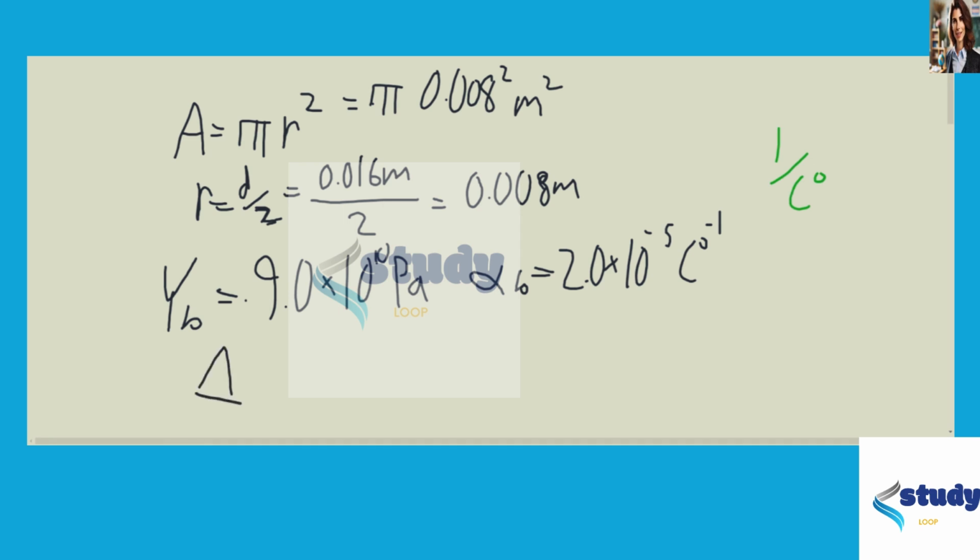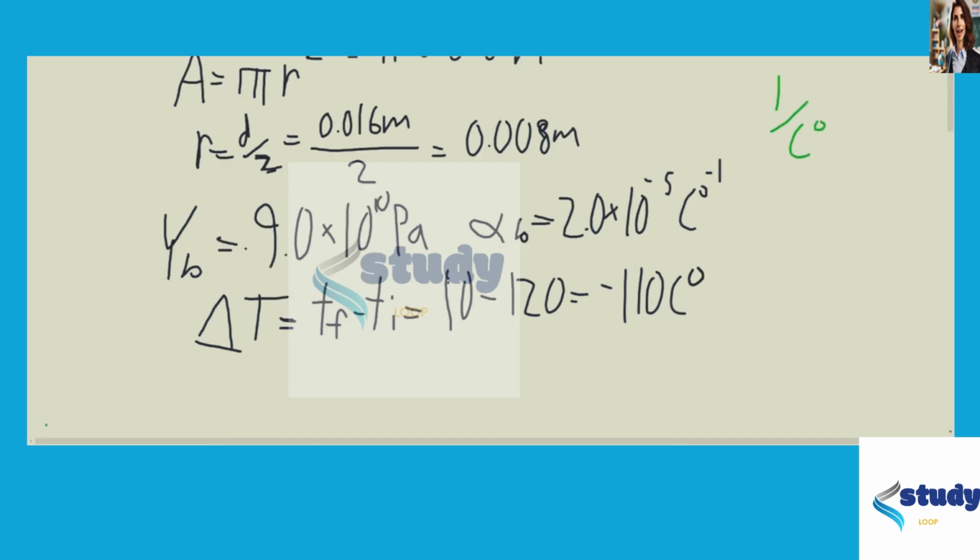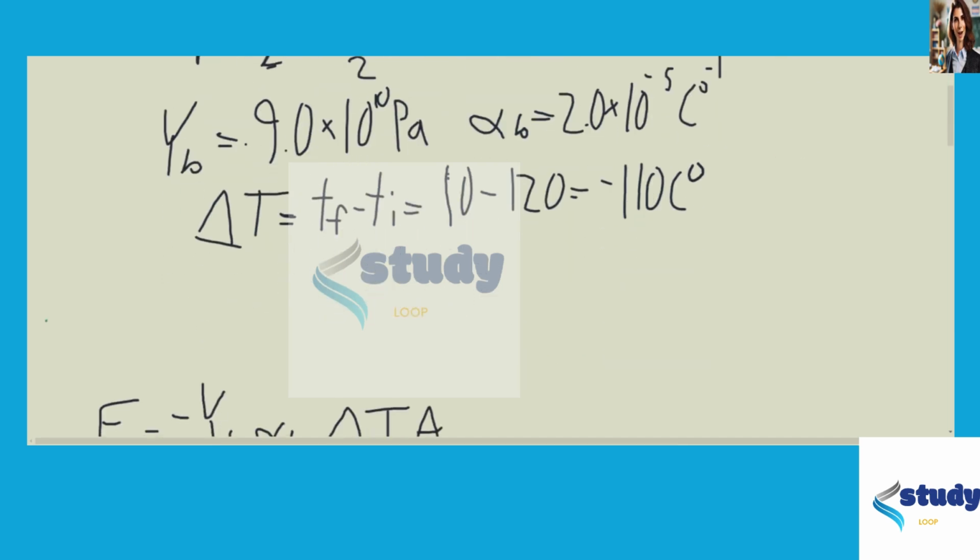And lastly, we have our change in temperature. It's going to be our final temperature minus our initial temperature. And it's already in Celsius, which is good for us. It's 10 minus 120 degrees Celsius equals negative 110 degrees Celsius. Okay. So that's all the values we need, and now we have to put them together.